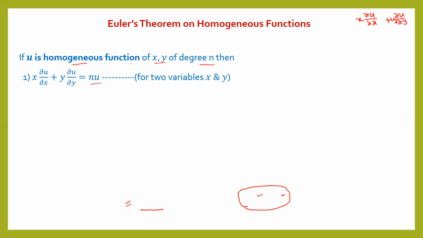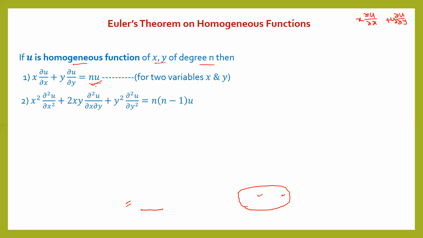If your function is homogeneous, then without differentiating u with respect to x, u with respect to y, and without all these calculations, directly we can say that the value of that term is n into u. N is the degree of that function. Similarly, we have one more deduction.